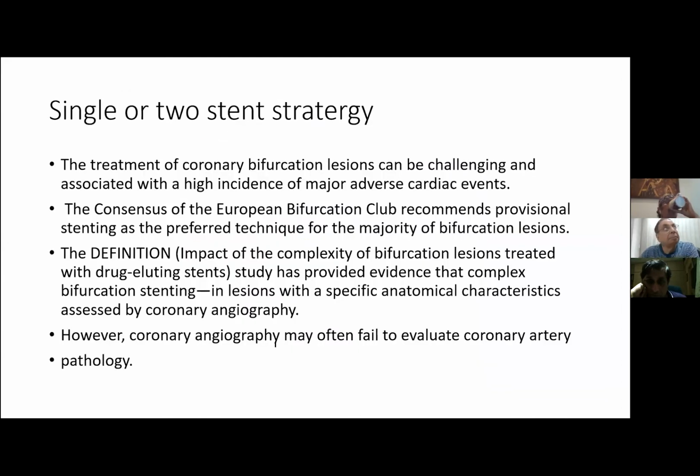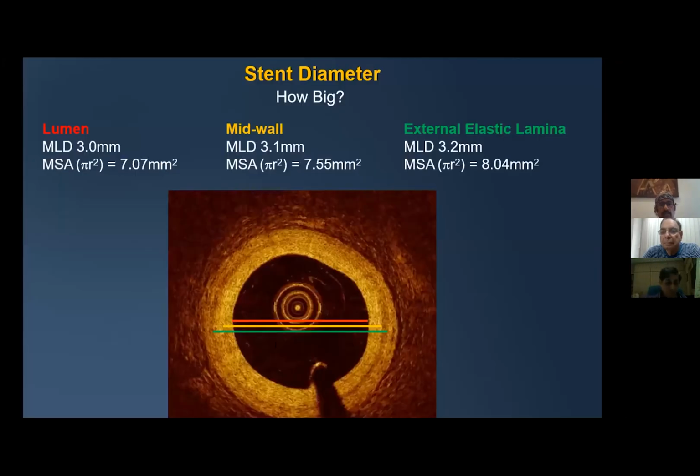Now, always we have a question whether we want to put a single stent or a double stent, and bifurcations are challenging in that. The DEFINITION trial study has provided evidence that complex lesions, in which specific anatomical features are assessed by angiography, may require two stents. However, this continues to be a debate, and we still do not have an answer to that. Can OCT solve that issue?